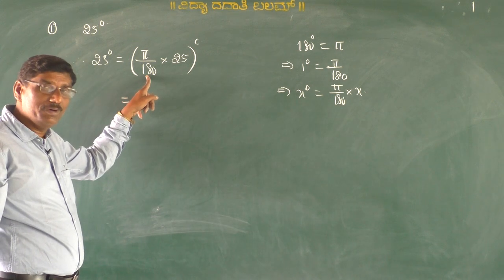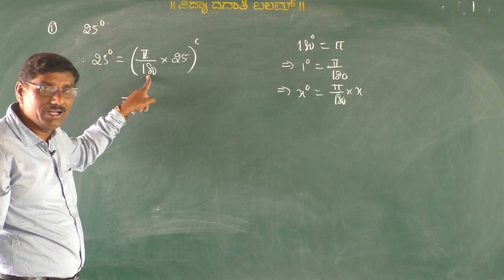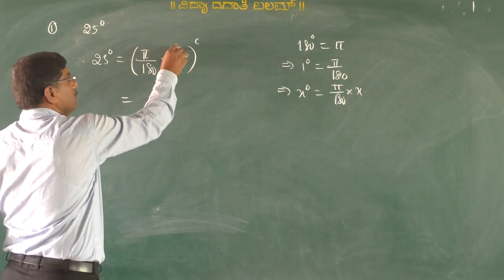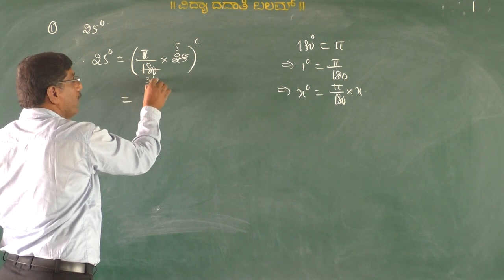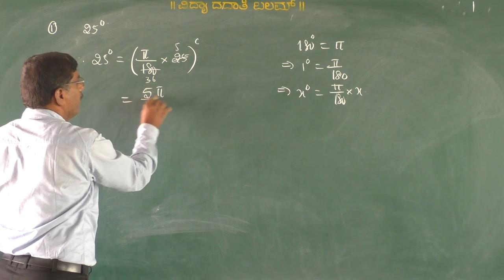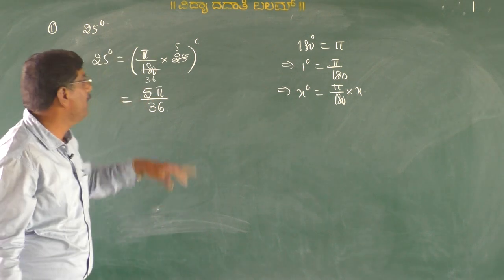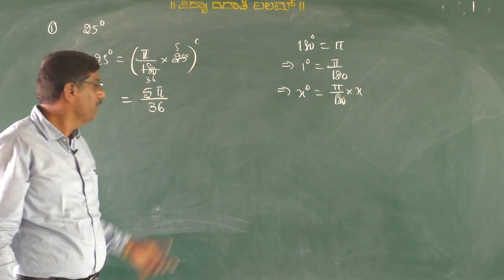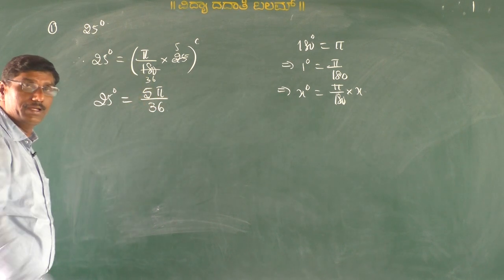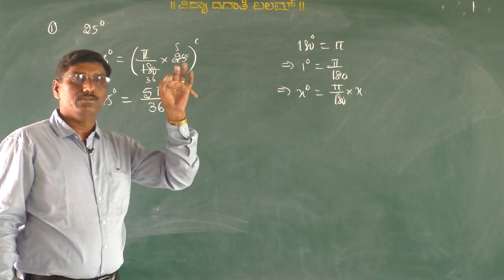5 5s are 25. Here, see, how much? 5 3s are 15. Remaining 3, 5 6s are 30, isn't it? Then 5 5s, 5 3s and 5 6s. Then this can be written as pi divided by 36. This pi itself in radians need not be expressed separately. That is 5 pi by 36, which is the radian measure. That is, 25 degree is equal to 5 pi by 36.